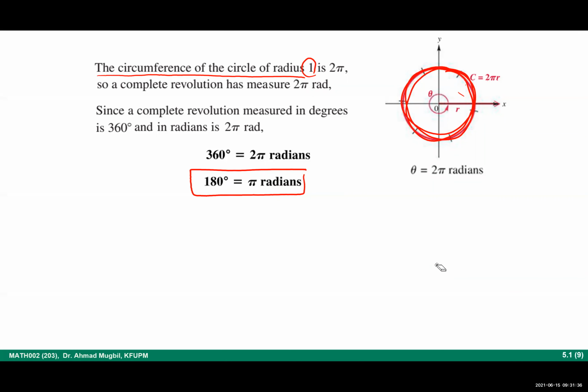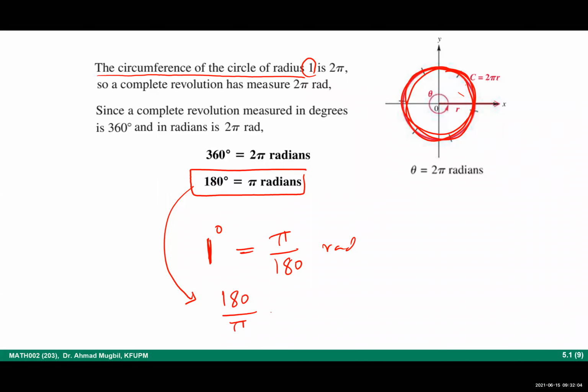Now, if you want to convert from degrees, what is 1 degree? 1 degree will be what? Divide by 180. It will be 180 over 180 will give you 1, so pi over 180 radians. So to convert from degrees to radians, just multiply by this. And if you want to convert from radians to degrees, divide by pi. You will have 1 radian. So what is 1 radian? 1 radian equals 180 over pi.